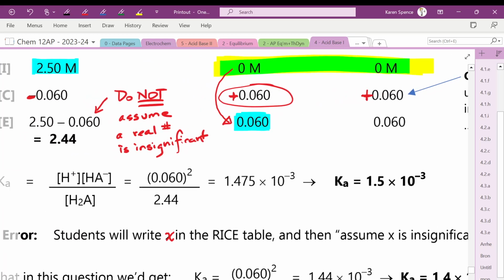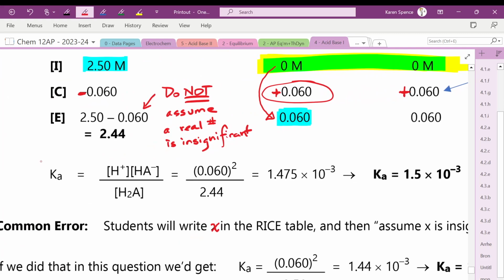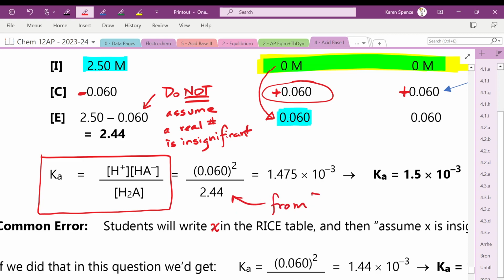So now we have to write our Ka expression. Remember, Ka equals, and then your square bracket over square bracket. Plug in your numbers from the equilibrium row. Do the math, and guess what? You get an answer, and it goes to 2 sig figs, and you are done.